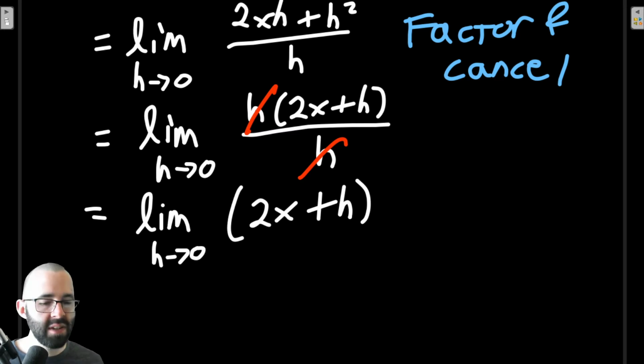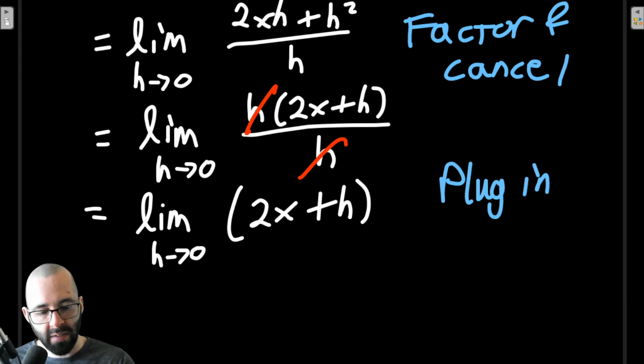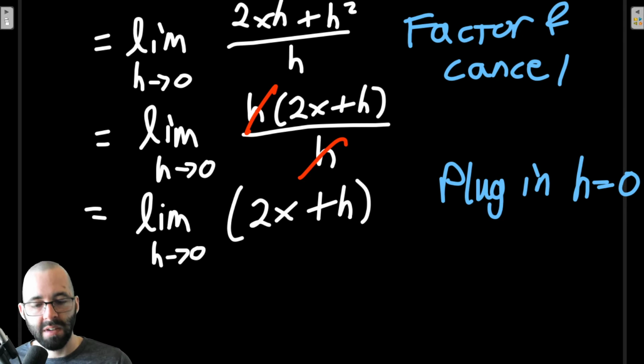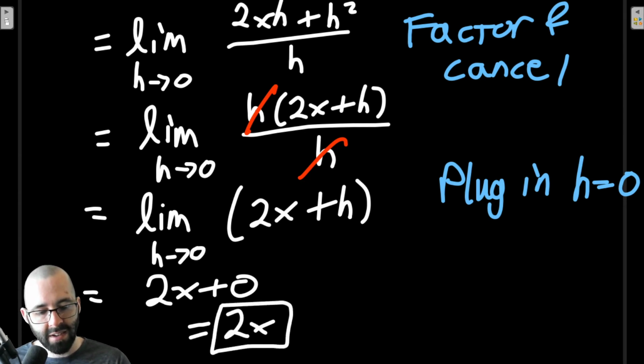We no longer have a 0 over 0 situation. We can now plug in h equals 0 because this function is now continuous. So as h approaches 0, we get 2x plus 0, which is just 2x.